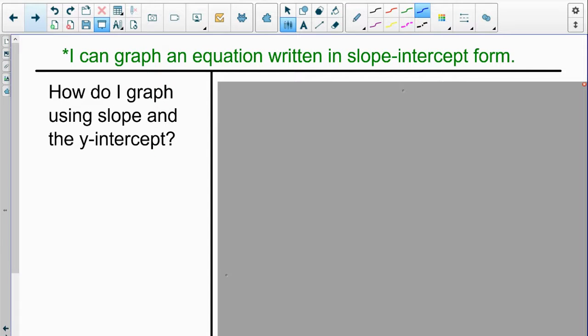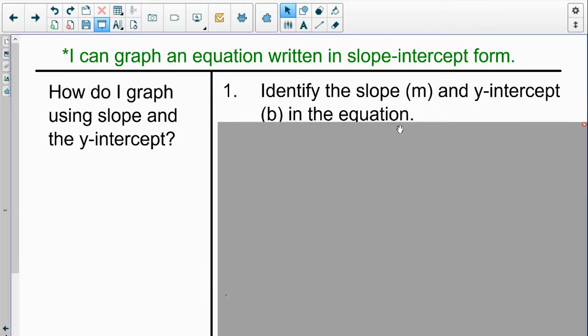So now let's get into our second learning target. How do I graph using the slope and the y-intercept? It's broken down into a number of steps. So here is our first step. First thing we have to do, just like we practiced in several examples, is identify the slope from the equation and the y-intercept from the equation.